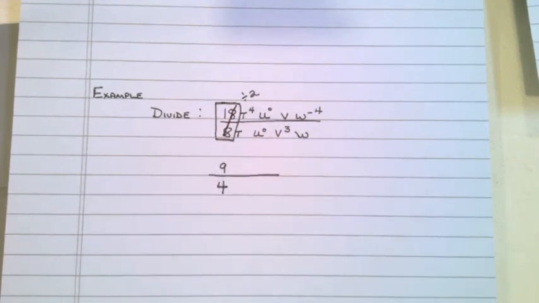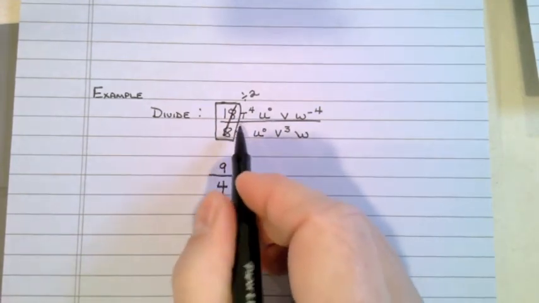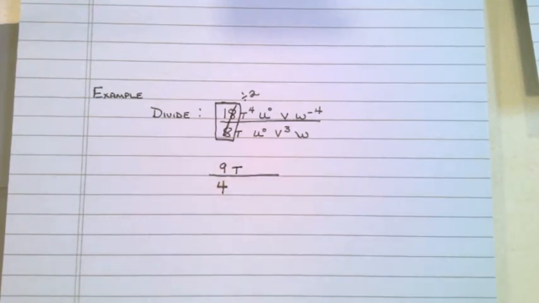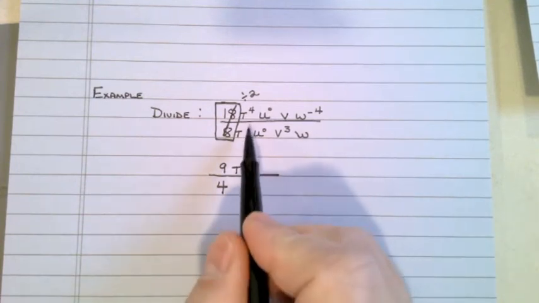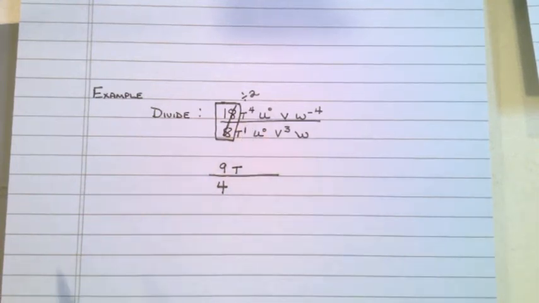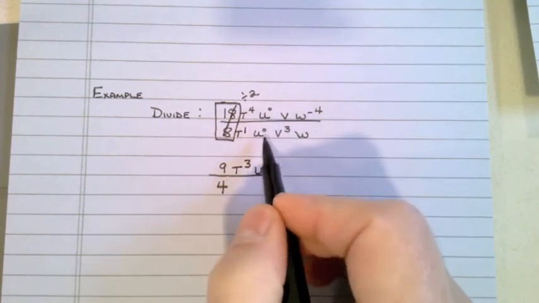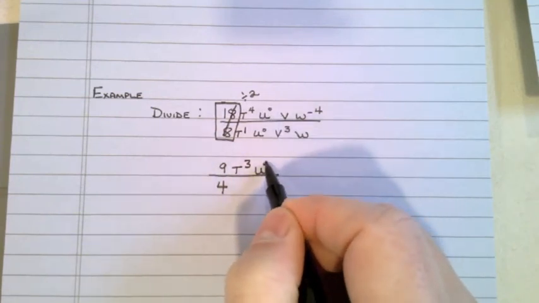Now I need to focus on my variables. First variable is t. I need to get my exponent on my t by subtracting the exponents on my t's up here because I'm dividing. 4 minus 1 is 3. I write down the next variable, u. 0 minus 0 is 0.